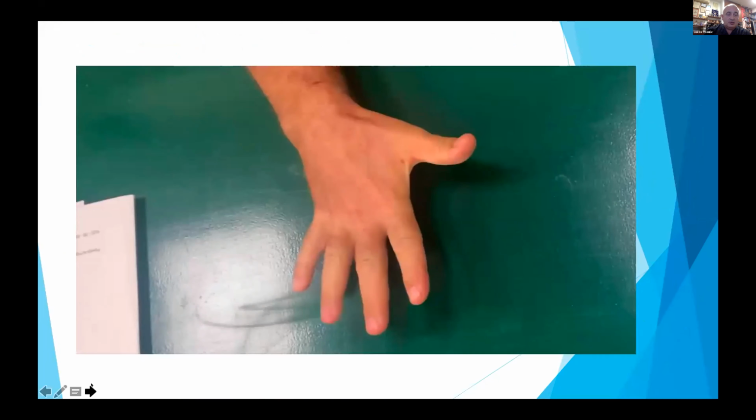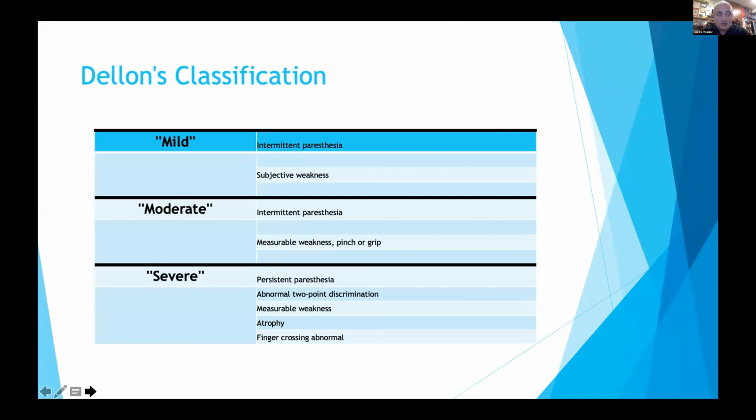So here you see in the video how it looks. For some reason the video cannot be opened, but generally speaking, this is one hand suffering from ulnar nerve entrapment at the elbow. In classifications of the symptoms, most frequently Dellon's classification, from mild through moderate to severe, is used for evaluation of this patient.